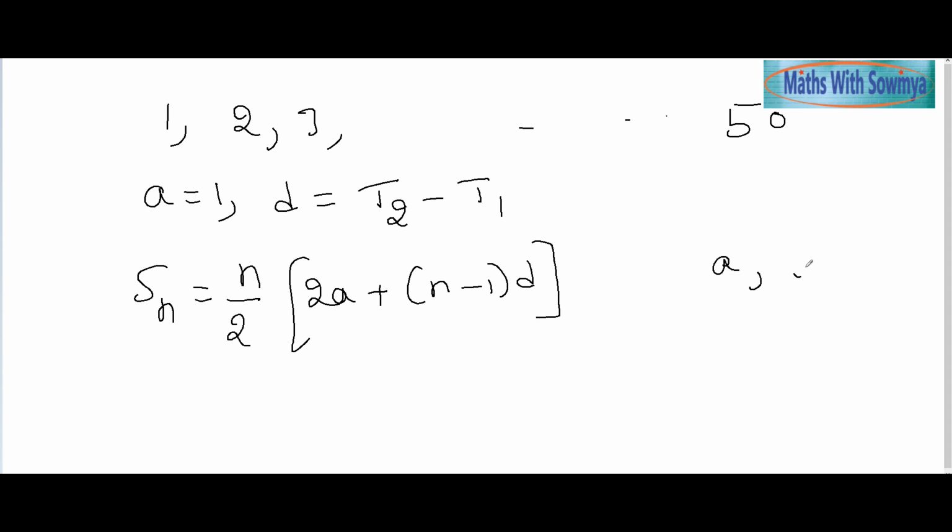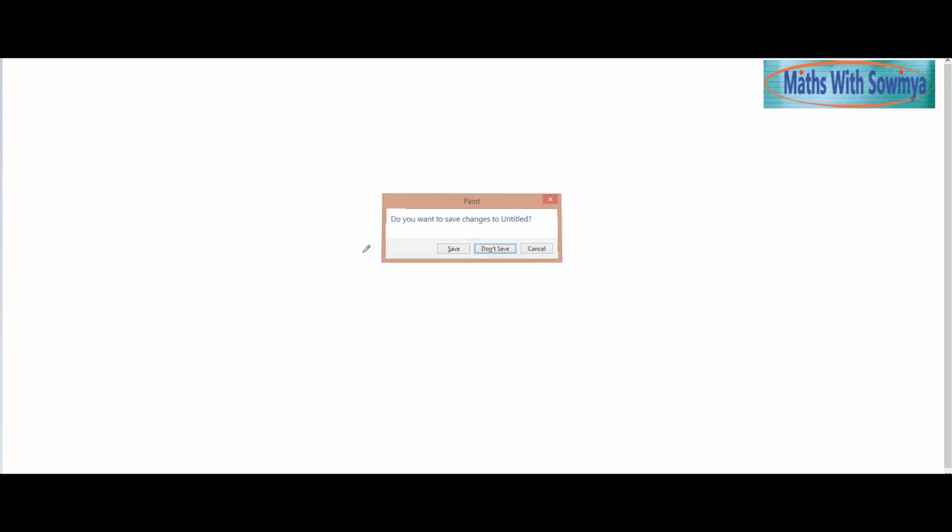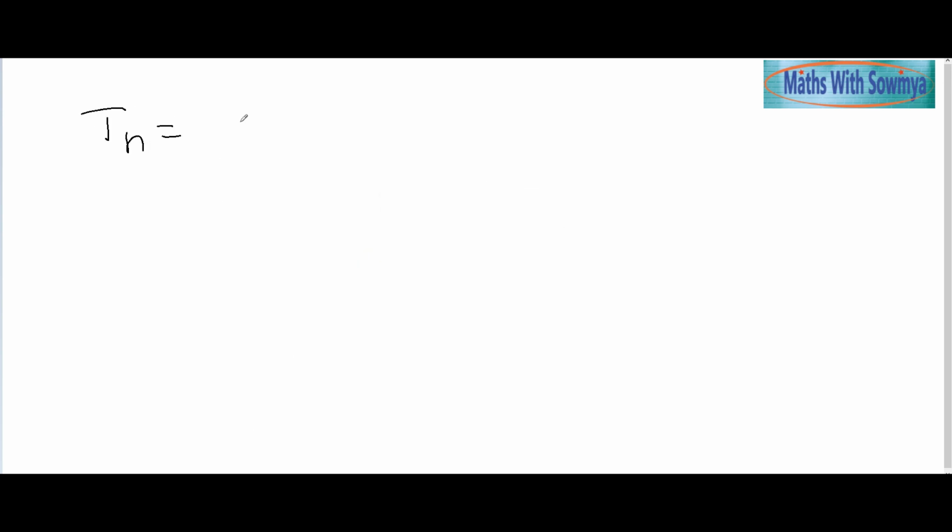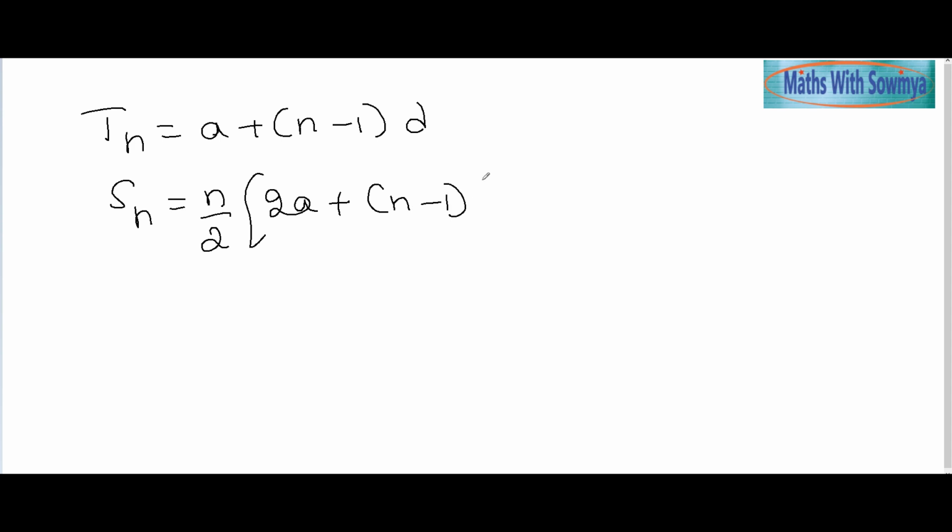Suppose I know the first and the last term, I can directly put n by 2 into A plus L. Directly we can get into this. So we have here Tn is A plus n minus 1 into D to find the term. Sn is n by 2 into 2A plus n minus 1 into D, or if I know the first and the last term, I can directly put them. This one we will find from the beginning when my AP goes.